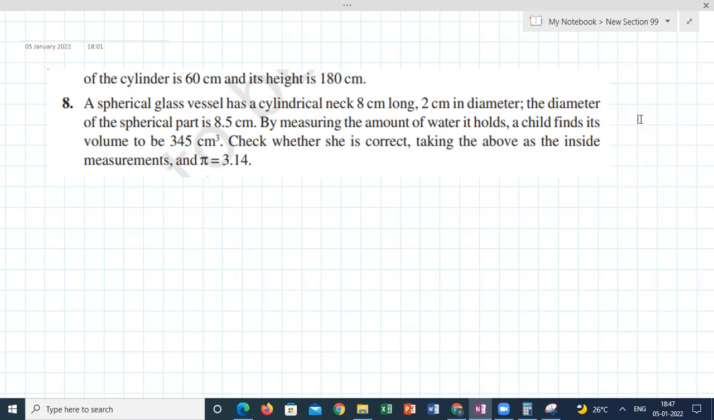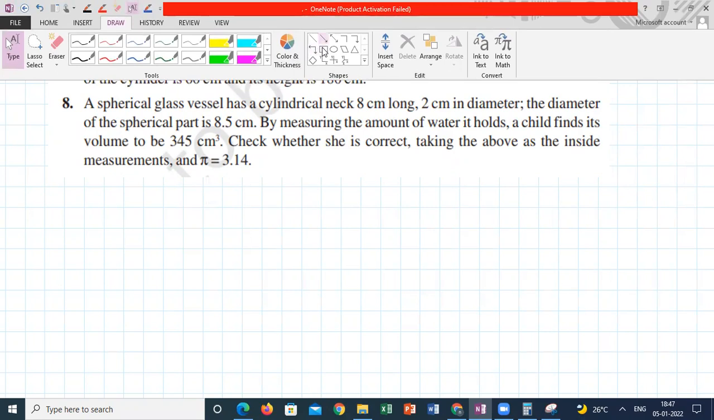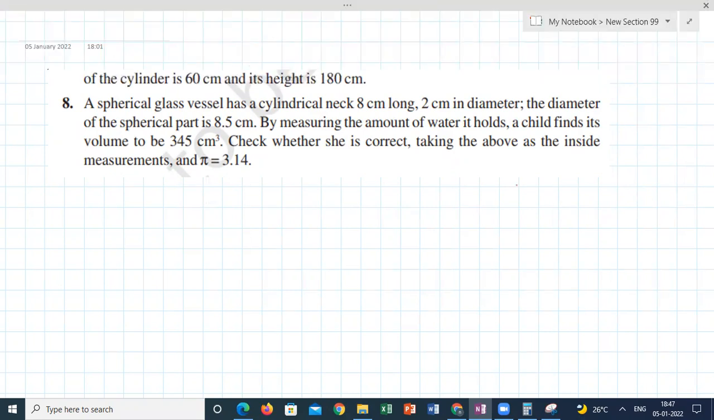A spherical glass vessel has a cylindrical neck. That means the spherical glass is like your chemistry lab apparatus. Cylindrical neck means it looks like this. I will show you the diagram. A sphere has the neck, it's like this. So you can pour like this. I don't want to confuse you. This is the kind of shape.